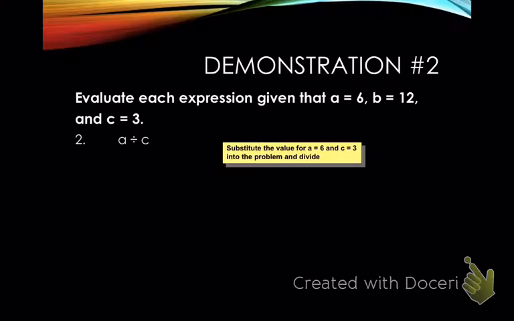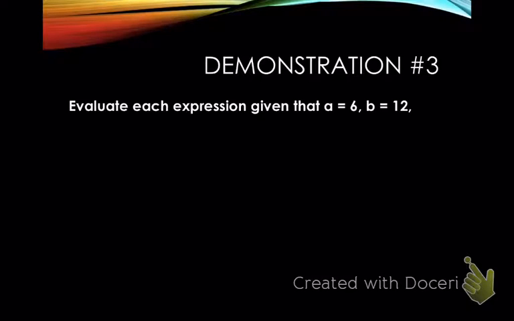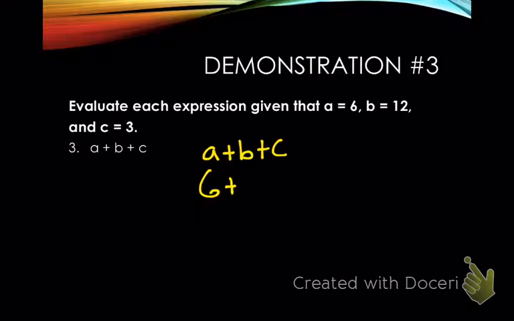Next one, here we go. No biggie. Let's move on. a equals 6, b equals 12, c equals 3. We're still using the same numbers. This time we have a plus b plus c. What I really want you guys to get used to doing is rewriting them. a plus b plus c, and then putting the values in. So for example, a is 6, plus b, which is 12, plus c, which is 3.